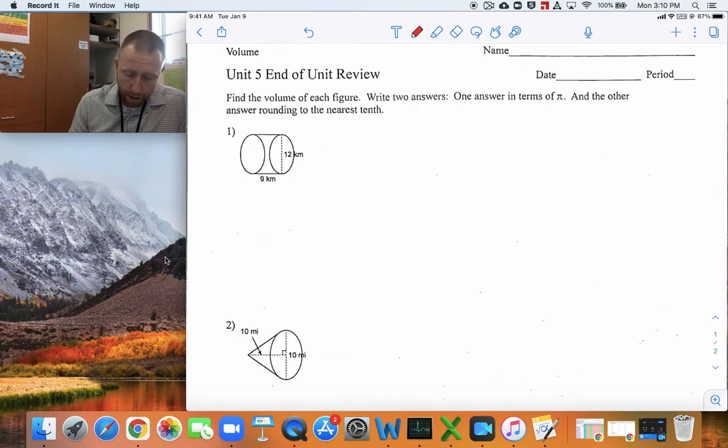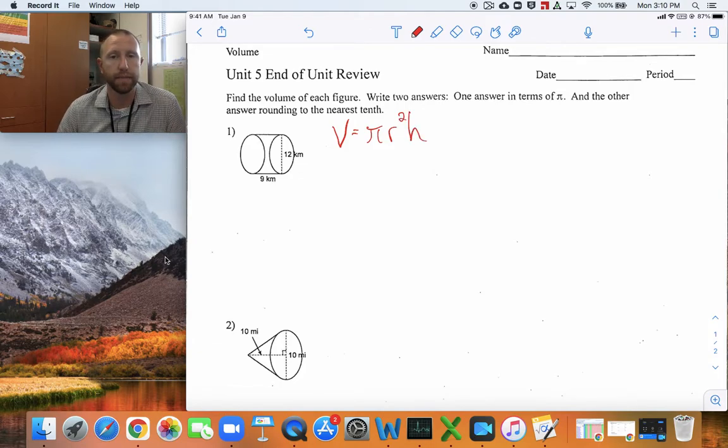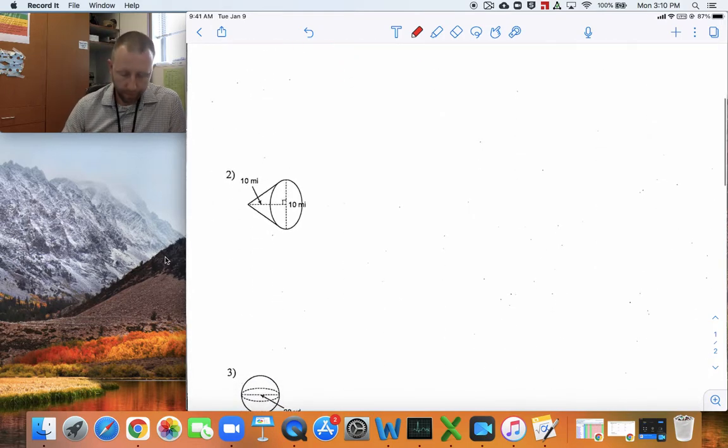For a cylinder, don't forget any formula for volume includes finding the area of the base and multiplying it by the height. So it's a circular base. Area of a circle is pi r squared. And I'm going to multiply that by h, the height. And that's it for a cylinder. For a cone, it was 1/3 of that. If you guys remember that video we watched, it took filling up the cone 3 times for it to fill up the cylinder. So it's 1/3 of what we used for a cylinder.